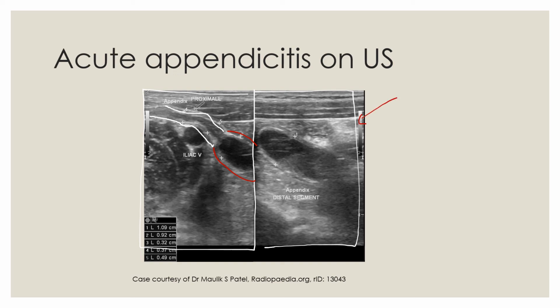This image here is the same image in a different plane, and we can actually just see that the appendix tip is also dilated and fluid filled. As I mentioned before, fluid filled structures are generally black.